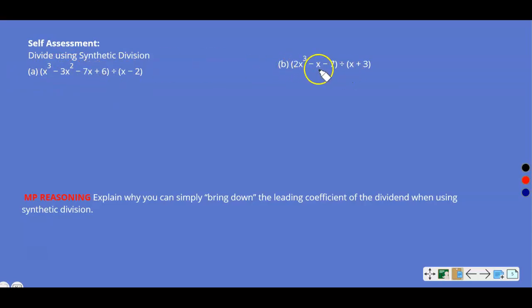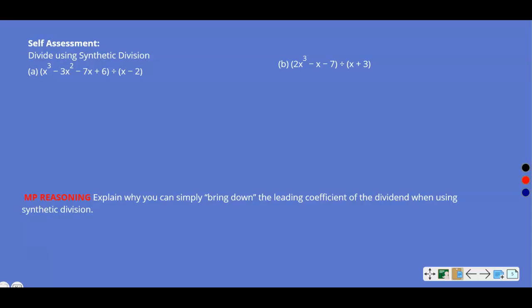If not, you have to add a 0. Here you're missing a quadratic term, so make sure you put a 0 for the x squared term. It is important where that 0 goes as well. And then try to answer the math practice reasoning question as well. And then we'll work these out together in just a moment.